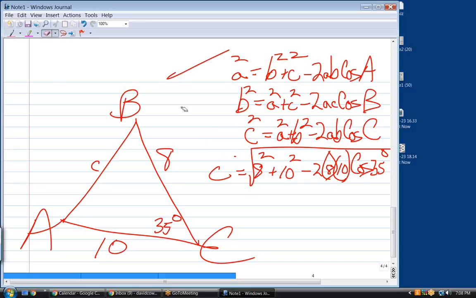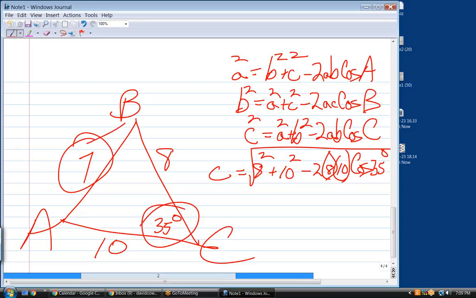Now, once I come up with c, let's say that comes out to be 7, I finish solving the triangle using the law of sines. You always finish using the law of sines, even if you start using the law of cosines. Because once I've solved for that, now I have a side and an angle. That's all I need to figure out angle A and angle B.